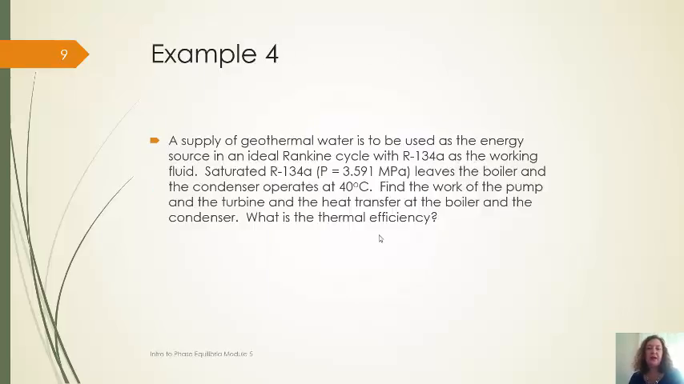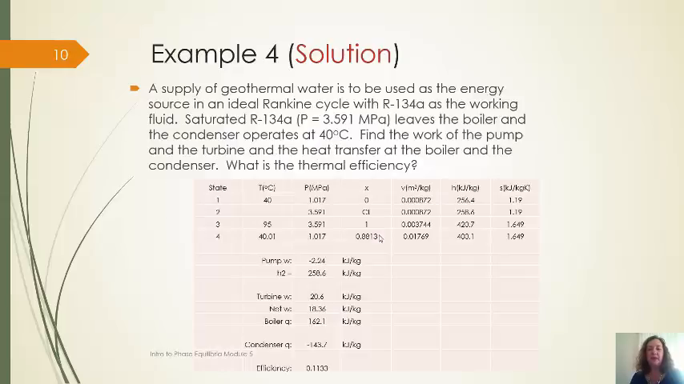So in this particular case, the modification is that it's going to leave at a higher pressure and the temperature of the condenser is still 40 degrees. And in this particular case, we went from a 10.2 to an 11.3% efficiency. So it's saturated at a higher pressure. I was able to get more work out, and it compensated for the extra work of the pump. So this was a more efficient cycle.